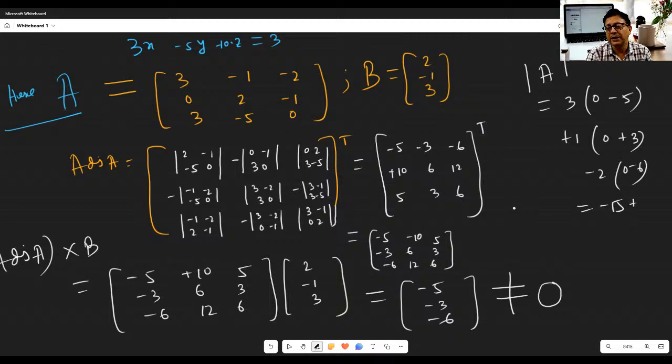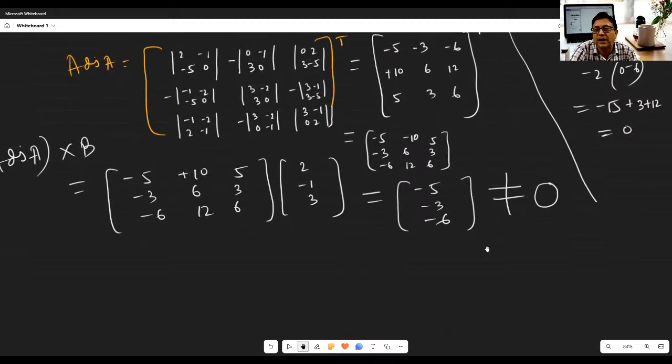So minus 15 plus 3 plus 12. This is 0. But adjoint A into B is not equal to 0. So the system of equations is inconsistent. Am I clear? Solution doesn't exist. You can say proudly, I have done it. Okay. Let us check another one.